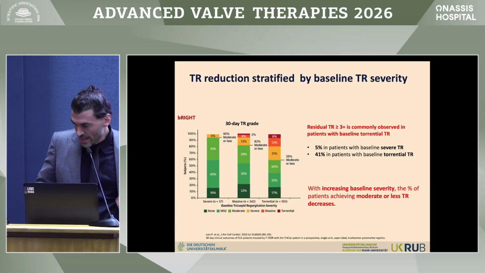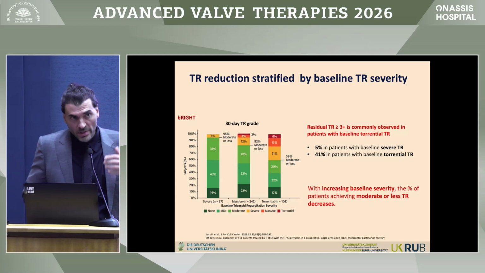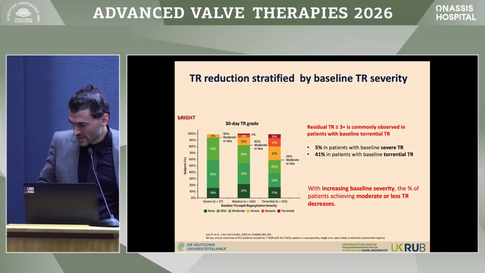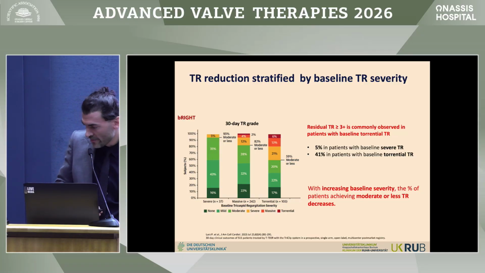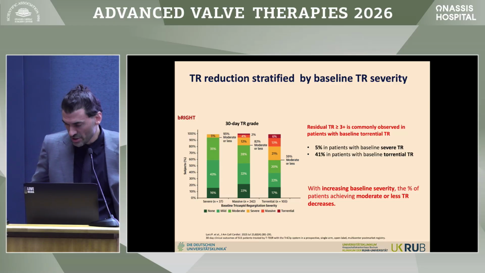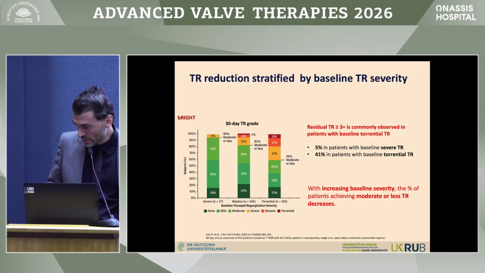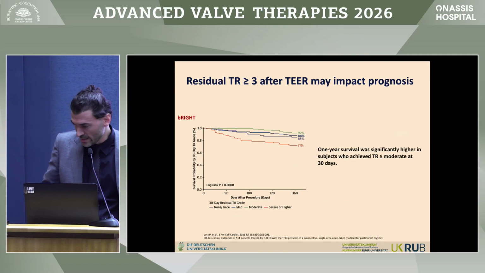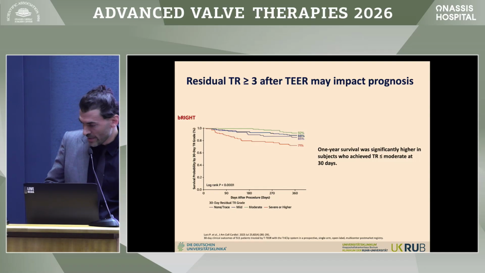And the baseline severity plays also an important role. We have to consider the baseline TR in order to realize if we have a good chance to achieve our result. We can really know today that with increasing baseline severity, the percentage of patients achieving moderate or less TR decreases. So it is a very nice and clear tool that we can use in order to understand our patient a little better.